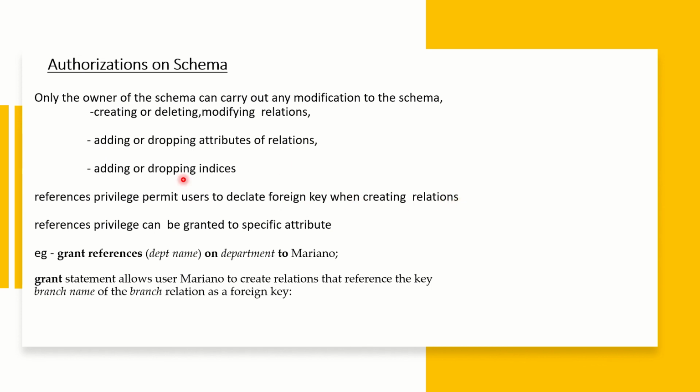So if I am a user and I have the references privilege, then only can I make a foreign key whenever I am creating a table. And this is the syntax for specifying the references privilege. Grant references department name on department to Morino. That means this grant statement will allow the user Morino to create a relation that references the key branch name of the branch relation as a foreign key.